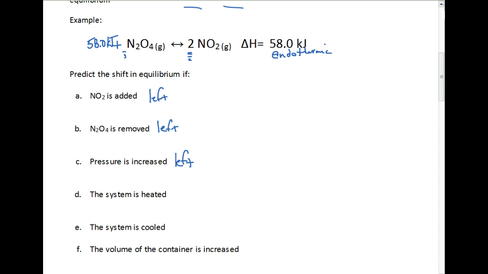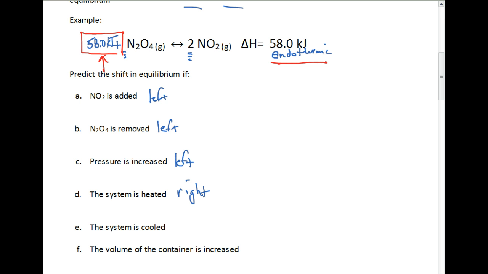Now we get down to the heat, which is what we were talking about today. So heat is added. Because we wrote heat on the reactant side, since it was an endothermic reaction, we're just going to treat it like it is another reactant. If we were adding a reactant here, we would be shifting away from that. So the system will shift to the right, producing more NO2 and reducing the amount of N2O4.